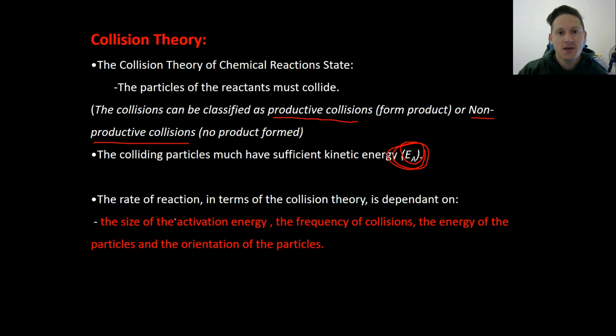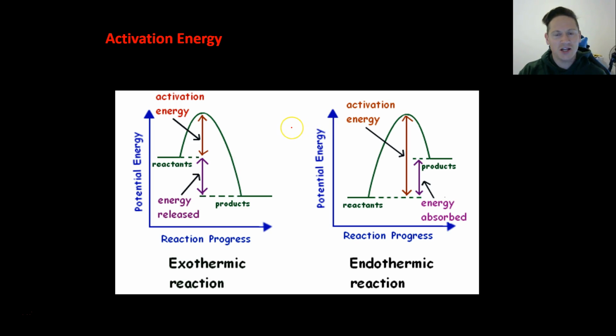So the rate of reaction in terms of collision theory is dependent on 4 factors: the size of the activation energy, the frequency of collisions, the energy of particles, and the orientation of particles. So activation energy, we refer back to our diagrams that we looked at previously in terms of energy profile. These graphs here refer to exothermic and endothermic reactions. Exothermic reactions mean the total energy of reactants is greater than the energy of products, so energy is released into the surroundings, that excess energy.